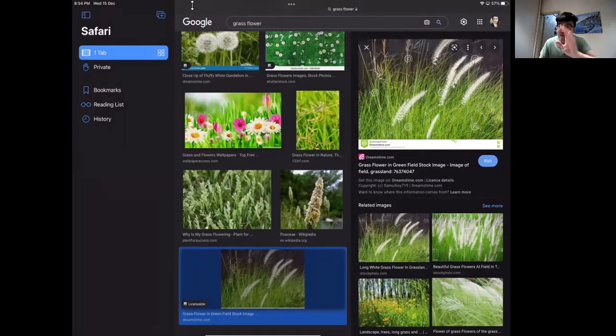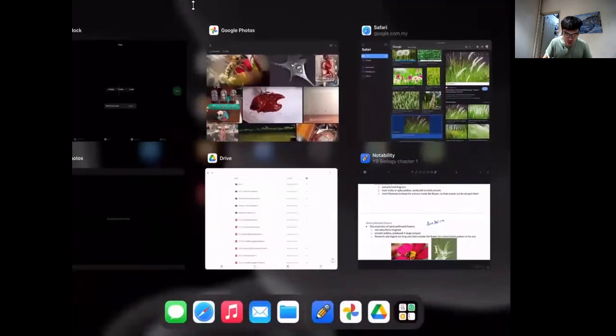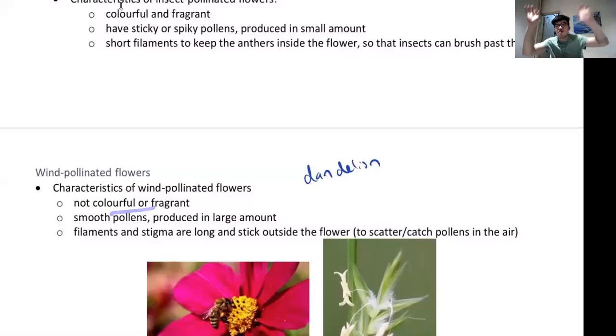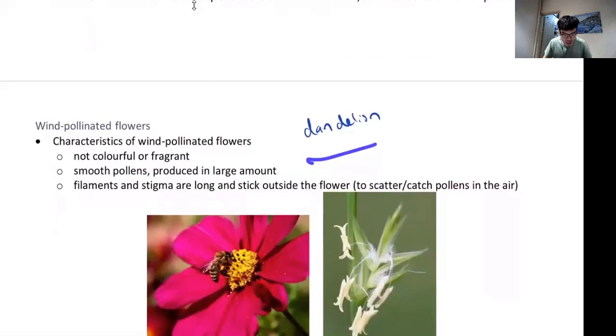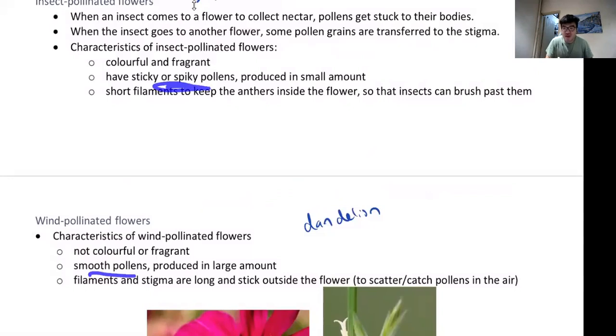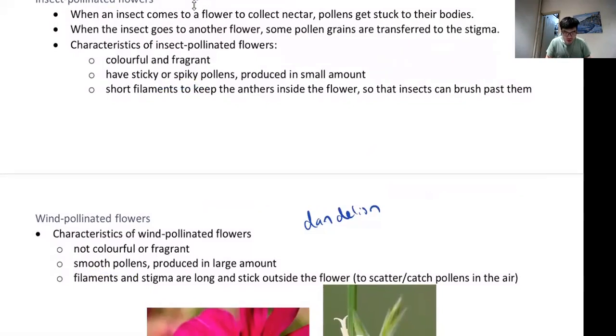So you see, they are pollinated by wind. You smell them, there's no smell, they have no color because the only thing they do is get blown by the wind and then they just fly everywhere, just like a dandelion. Not colorful, not fragrant. They have smooth pollen, because just now, rough, sticky pollen is to stick on the bee. Smooth pollen, no need. They are just blown by the wind.